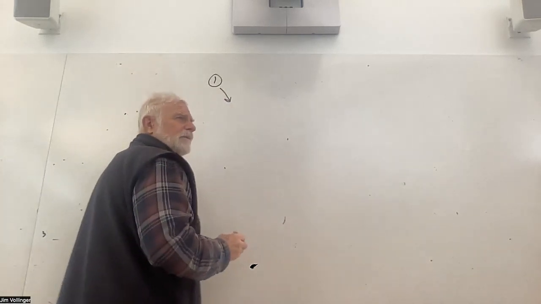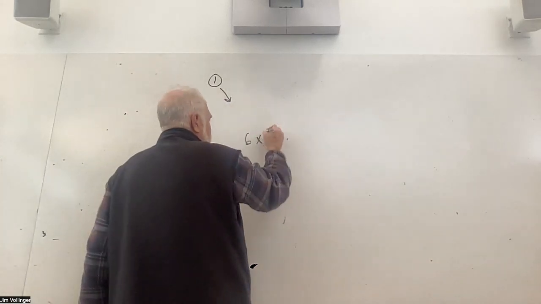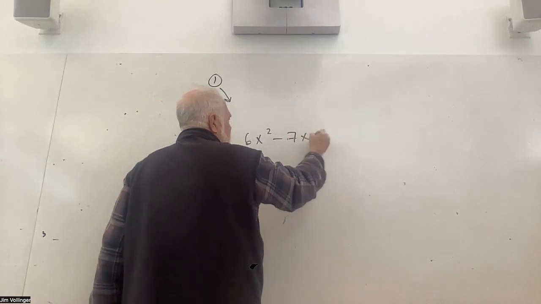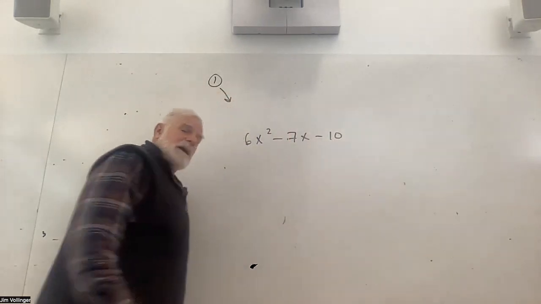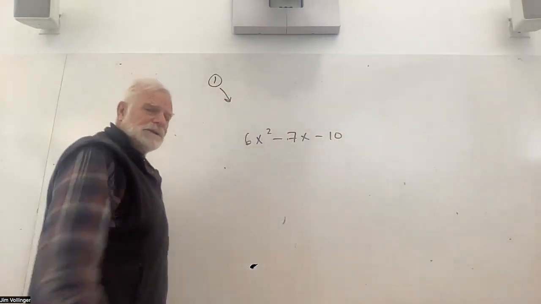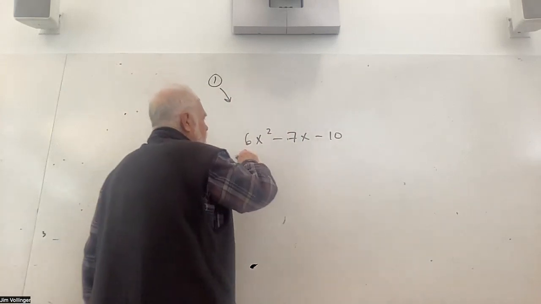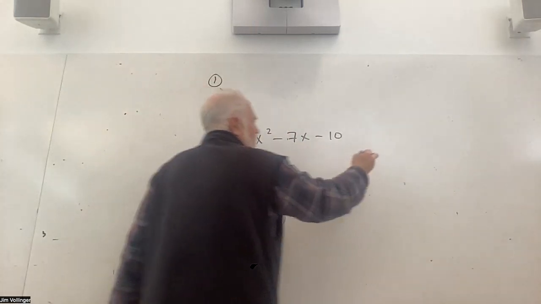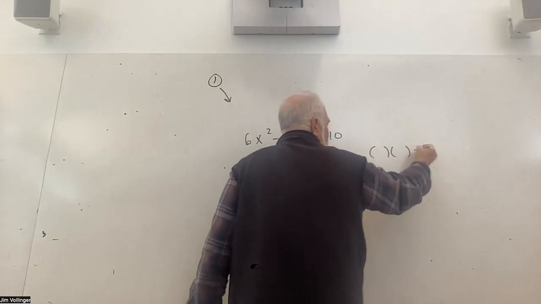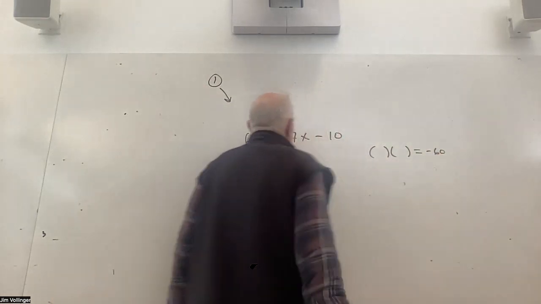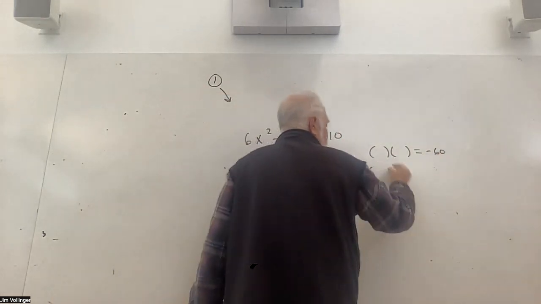6x squared minus 7x minus 10. You pause the video, have a go at it. I'll just keep going. So we're looking at 6 times negative 10 is negative 60. So we want something that multiplies out to negative 60 and also adds up to negative 7.